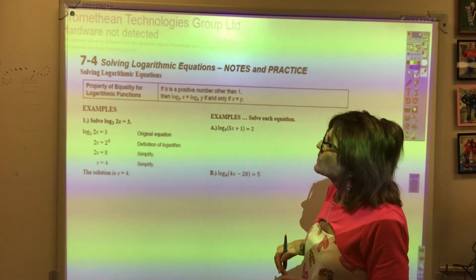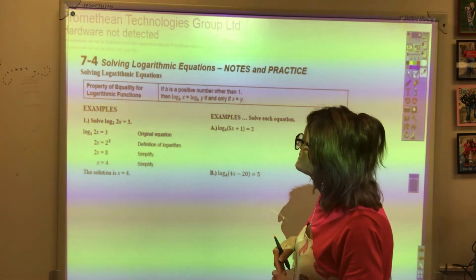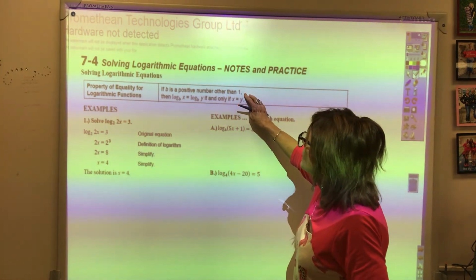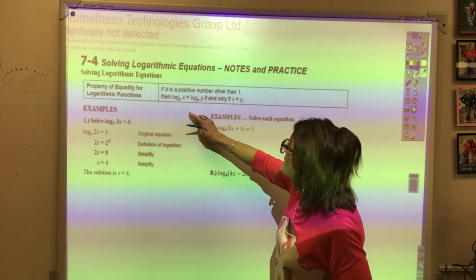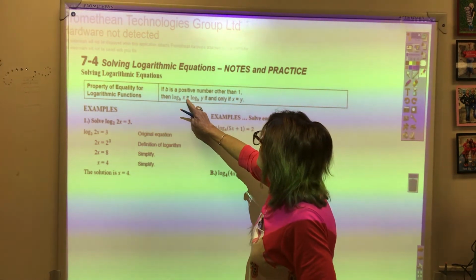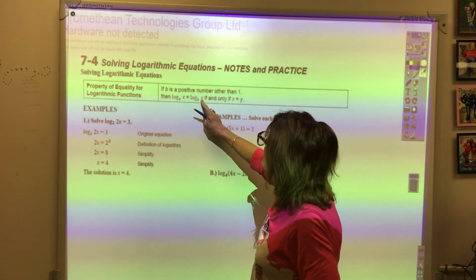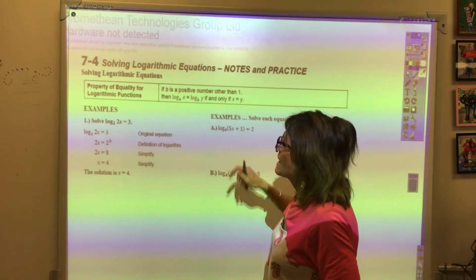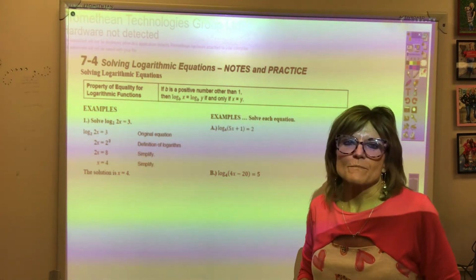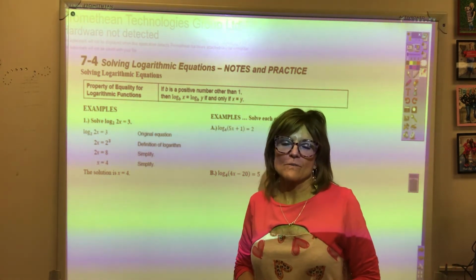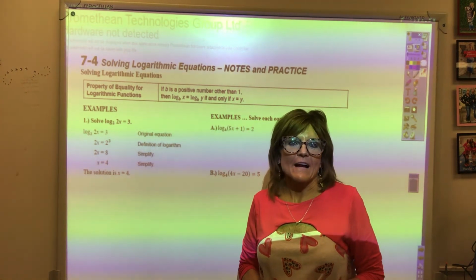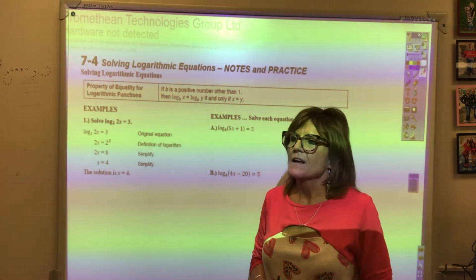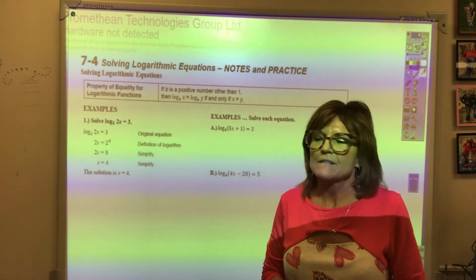The property of equality for logarithmic functions states if b is a positive number other than 1, then log base b of x equals log base b of y if and only if x equals y. Sometimes the properties can be confusing, and they are to me too. I'm more concerned about solving the equation and understanding that part. And these aren't hard. I don't want them to intimidate you.